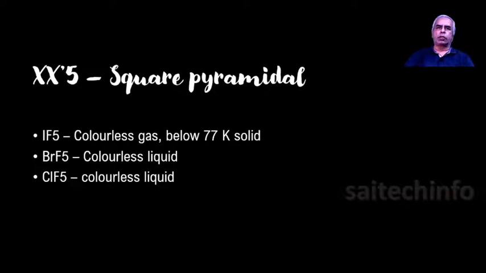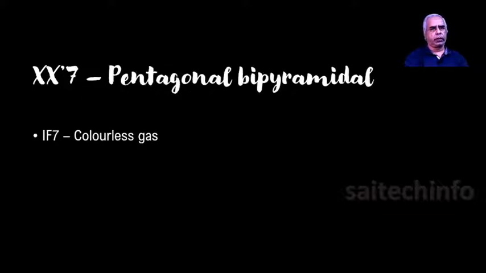XX'5 types are square pyramidal. They have a square pyramidal structure. IF5, for instance, is a colorless gas, but below 77 Kelvin it is a solid. Then bromine pentafluoride is a colorless liquid. Similarly, chlorine pentafluoride is also a colorless liquid.